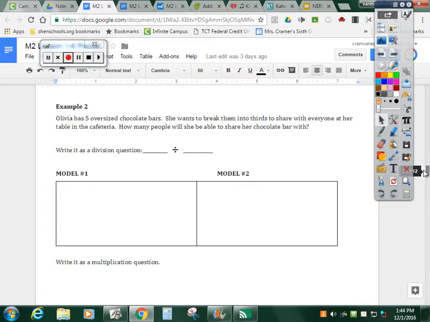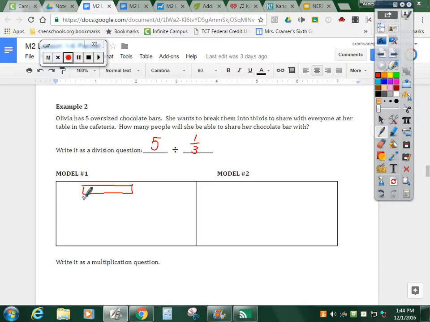Olivia has 5 oversized chocolate bars. She wants to break them into thirds to share with everyone at her table in the cafeteria. How many people will she be able to share her chocolate bar with? Okay, the division question being asked in this problem is 5 divided by 1/3. Okay, so again, I'm going to show you 2 different ways to do it.